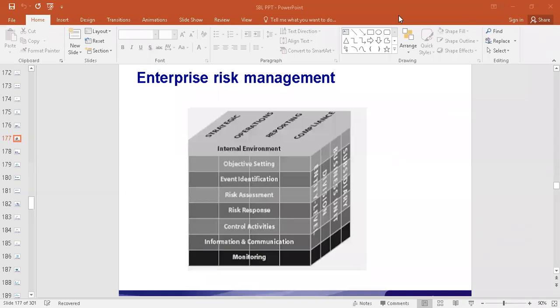After that, what are the objectives? Objective setting. See how our objectives are set. In class number 1, the first class, we learned about the strategic process. Objectives are set based on different types of analysis: internal, external, stakeholder, etc. What has to be achieved has to be decided, and that is decided as objectives. Objective setting. Then comes event identification.